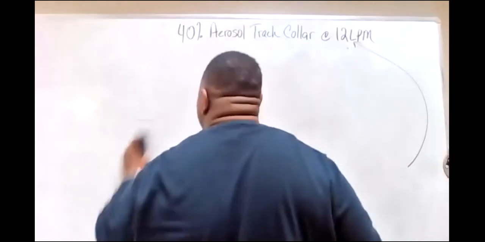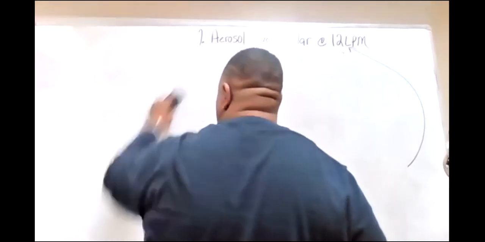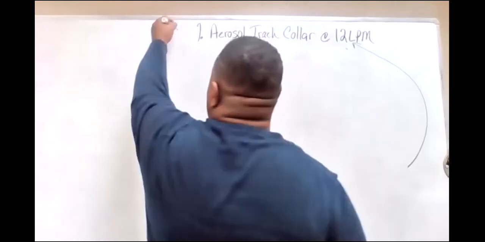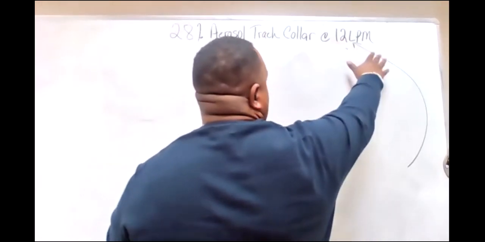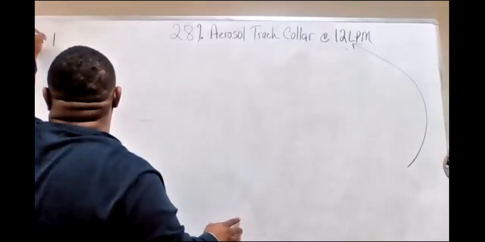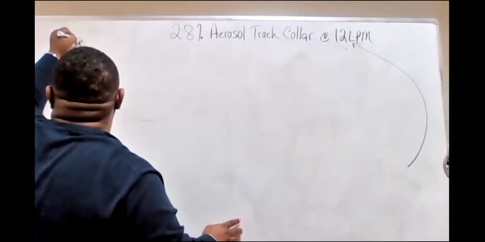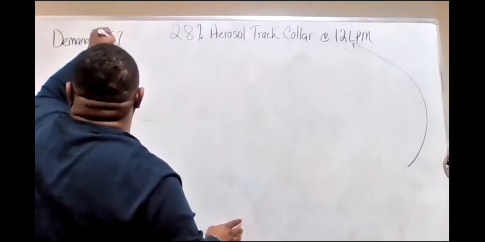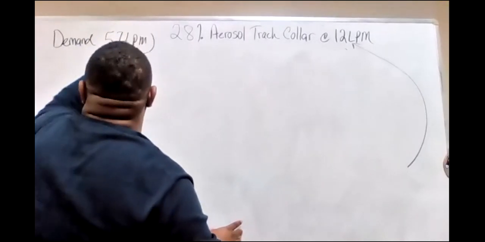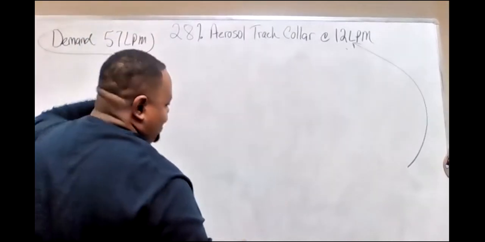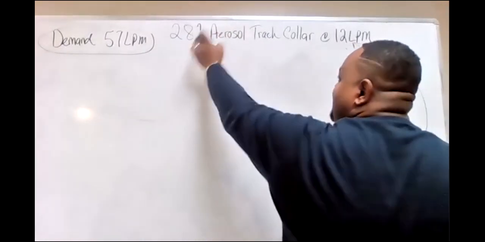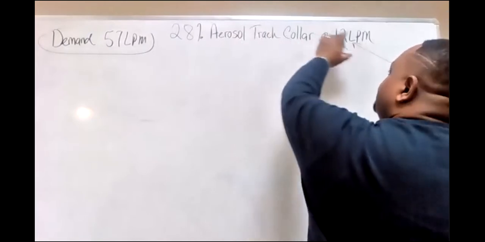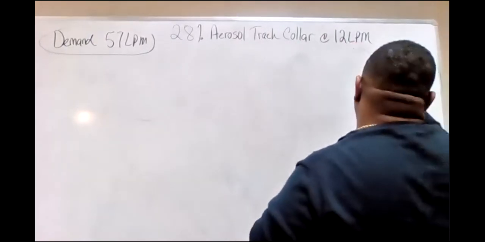Now I'm going to change that to 28% aerosol trach collar at 12 liters per minute. Now remember, I'm going to write it over here: his demand was 57 liters per minute. That is what he's asking for. Now let's see what our total flow is at 28%, aerosol trach collar still running at 12 liters per minute.